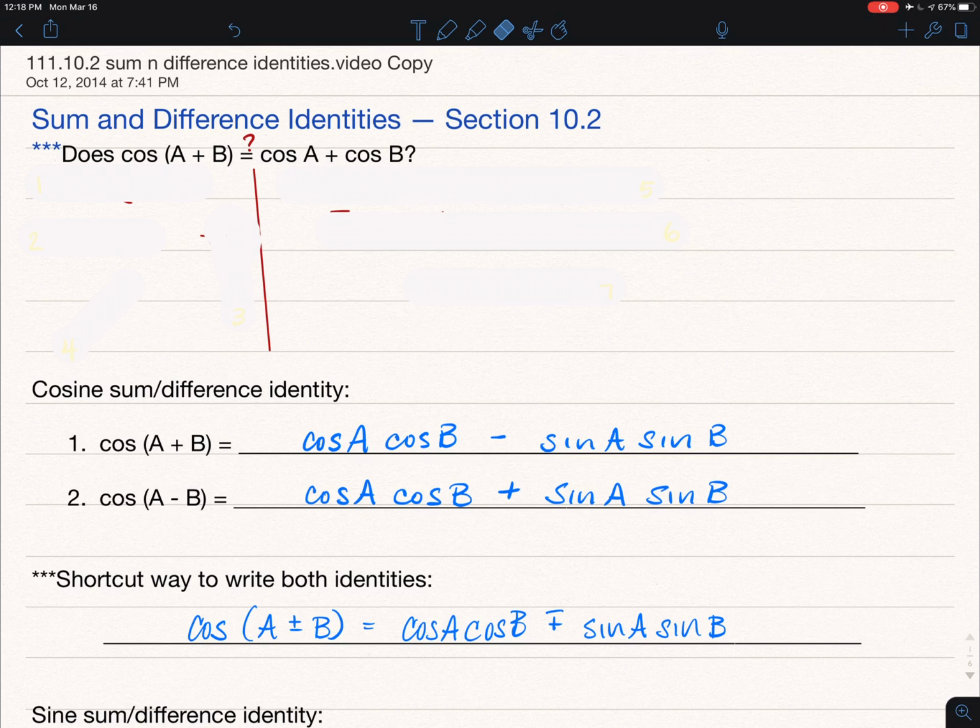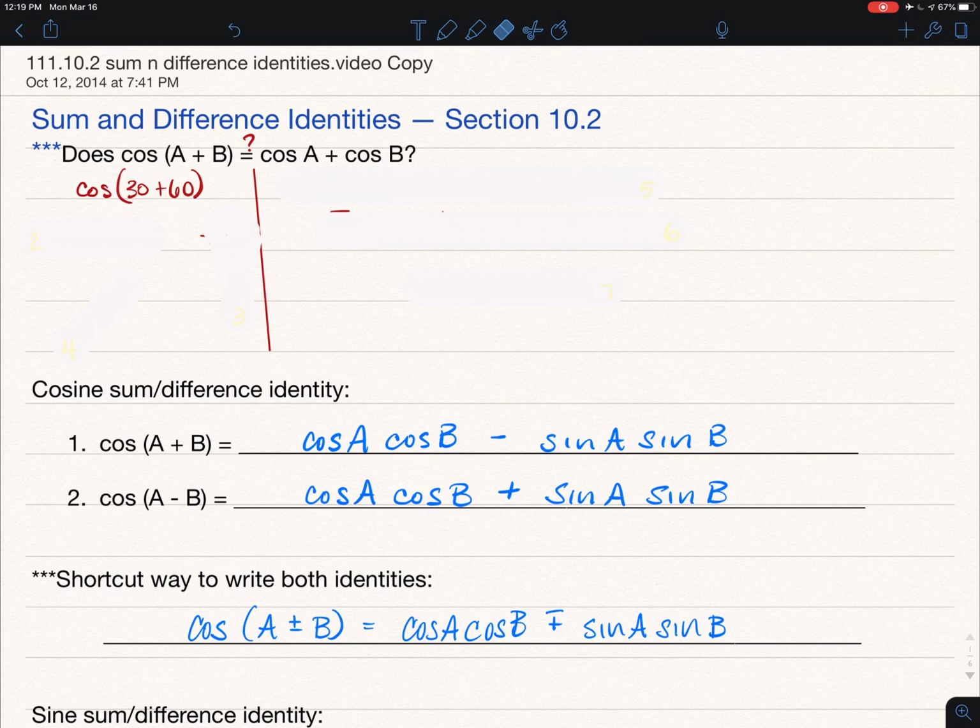My question in the notes video said, is cosine of angle A plus B the exact same thing as the cosine of an angle A plus the cosine of angle B? In other words, are you allowed to distribute that cosine? And what we find out, I asked you in the other video to use the values 30 for angle A and 60 for angle B. And so let's just go ahead and plug those in.